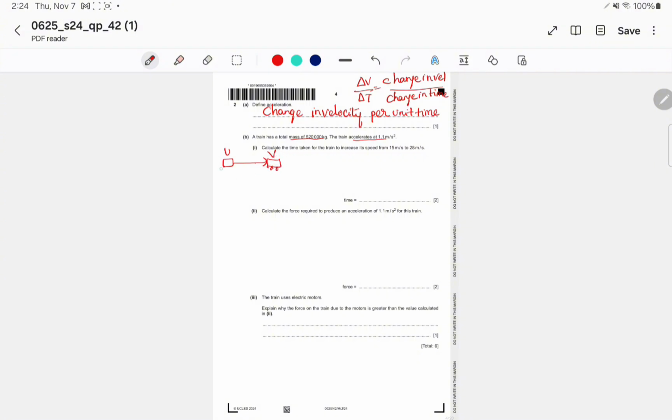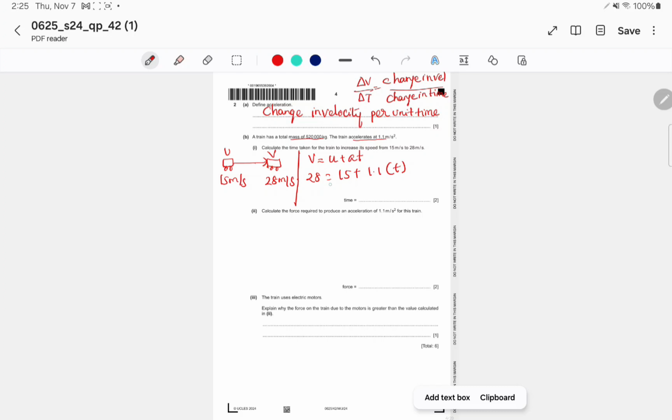Okay, so remember, the initial speed is 15 meter per second, final speed is 28 meter per second, mass is given, acceleration is given. So then the formula is v is equal to u plus at, because acceleration is given. We have to find out the time. So final velocity is 28, initial velocity is 15 plus acceleration is 1.1 times t.